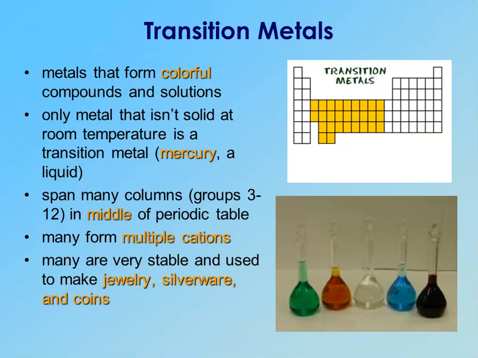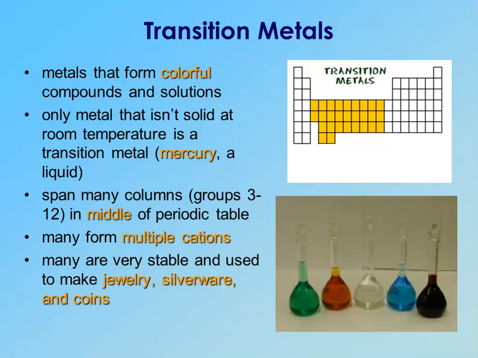Next, we're going to talk about the transition metals. For the most part, the transition metals are going to be able to form colorful solutions. They will form those colorful solutions if the metals can form multiple ions. So zinc won't be able to do that, silver won't be able to do that.